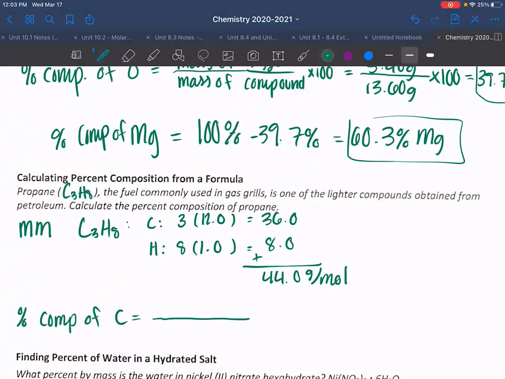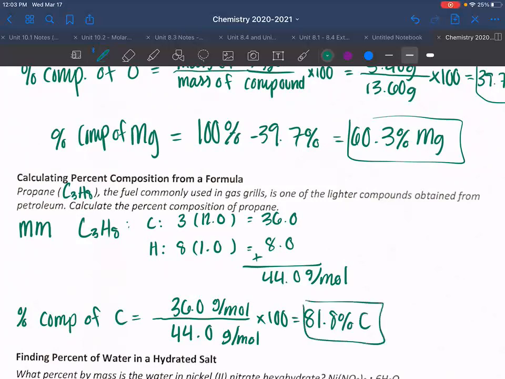So what's our total mass of compound? What did we just figure out? 44. Yep, so our total mass of our compound goes on the bottom. That's 44.0 grams per mole. Now, if we're figuring out the percent composition of carbon, we have to put carbon's total mass on the top. What's the total mass of carbons? 36. So we do 36.0 divided by 44 times 100. That gives us 81.8% carbon by mass.